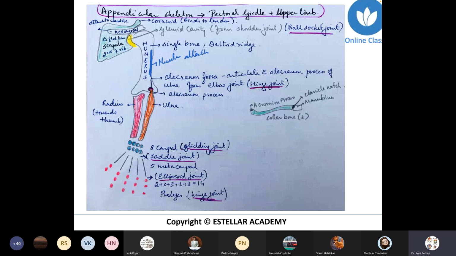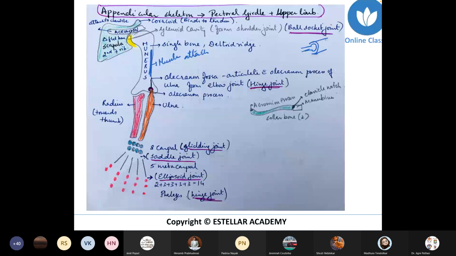Next, the humerus head fits into the scapula at the glenoid cavity, which forms the shoulder joint, a very important joint. That joint is called a ball and socket joint. Why ball and socket? You have the ball, which is the head of the humerus, and there is a socket, which is the glenoid socket, and this forms the ball and socket joint. Did you understand what we mean by ball and socket joint?